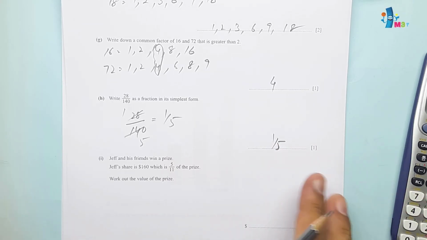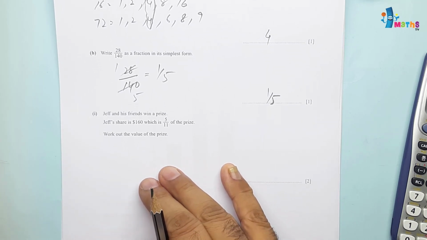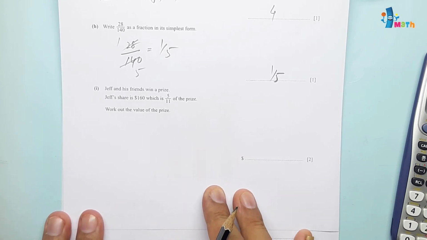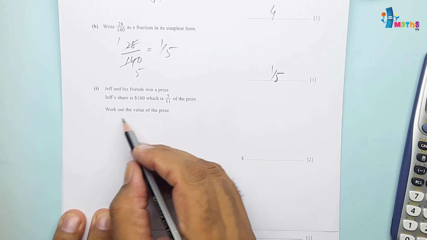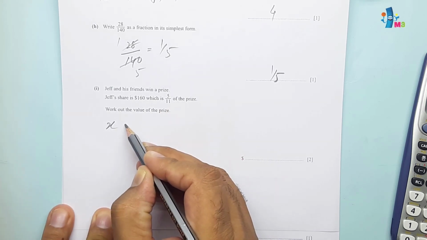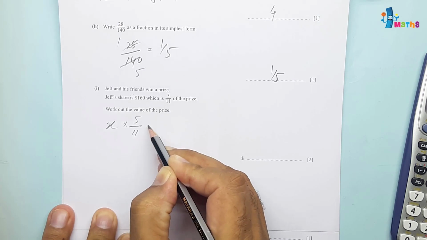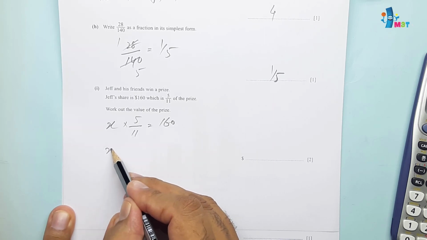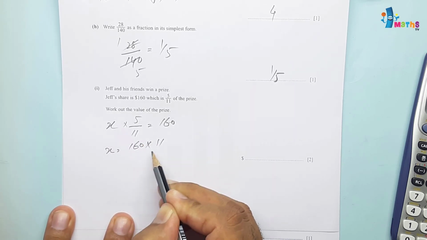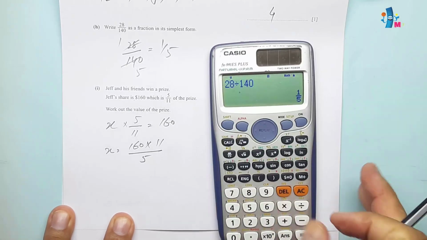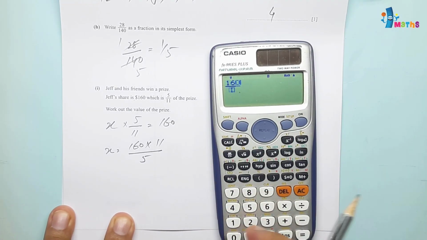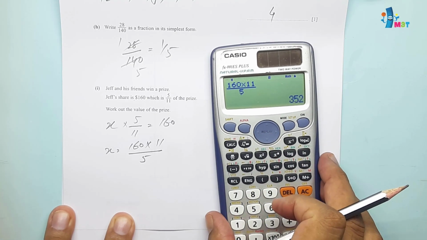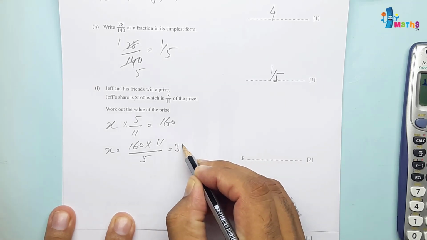Then next comes Jeff and his friends win a prize. Jeff's share is $160, which is 5 by 11 of the prize. So work out the prize. So this is reverse percentage question. X is the original amount, multiply by 5 over 11, which is equal to 160. So we will calculate X is equal to 160 into 11 over 5. So 160 into 11 divided by 5 will be equal to 352. So answer will be 352.